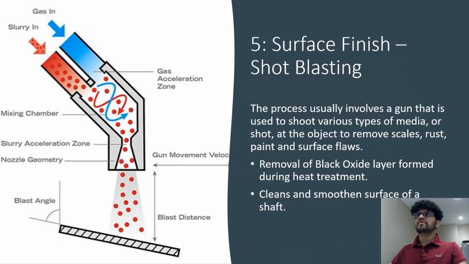The fifth step of the process is the surface finish. A shot blasting process is used to remove the surface contaminants and minor impurities.